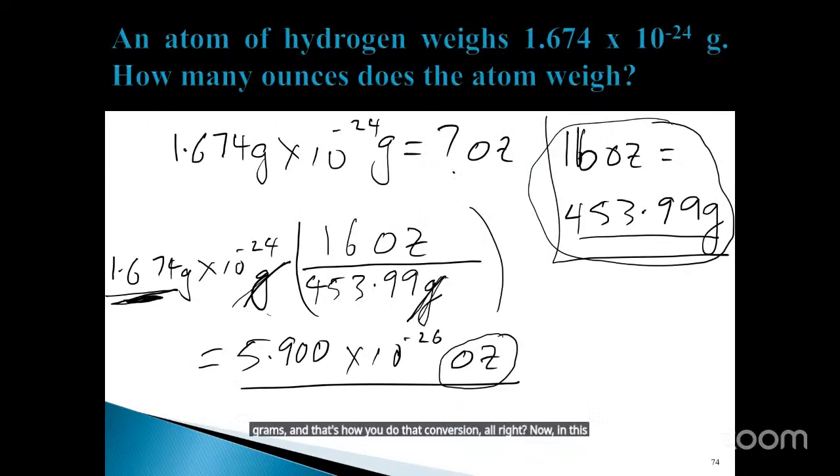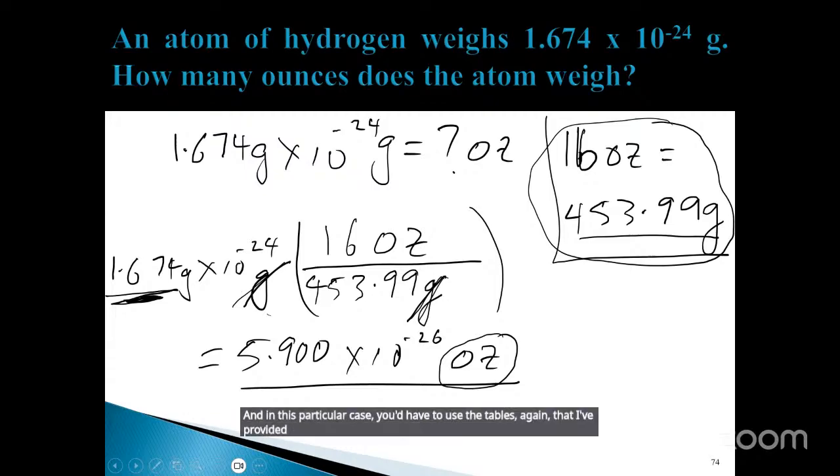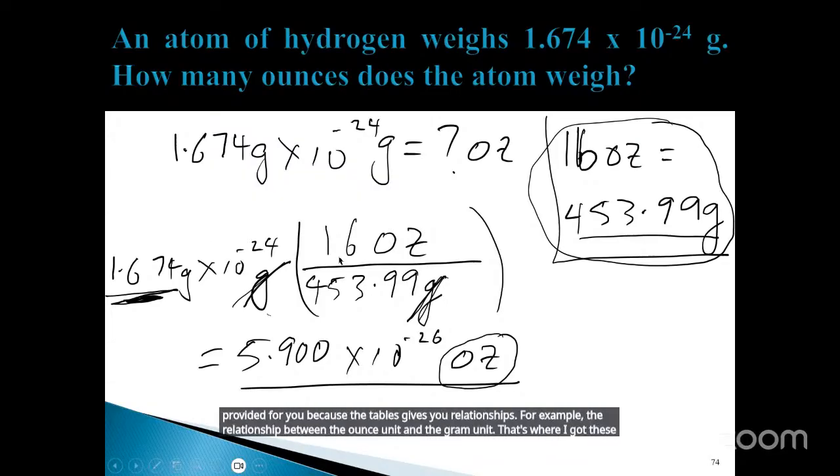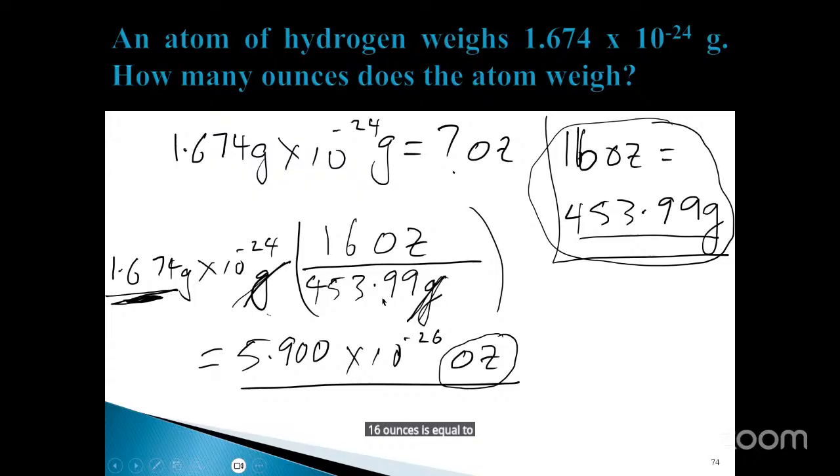Now, in this particular case, you're converting this mass to ounces, all right? And in this particular case, you'd have to use the tables, again, that I've provided for you, because the tables give you relationships. For example, the relationship between the ounce unit and the gram unit. That's where I got these numbers from. 16 ounces is equal to 453.99 grams, right? That's the relationship between the ounce unit and the gram unit.